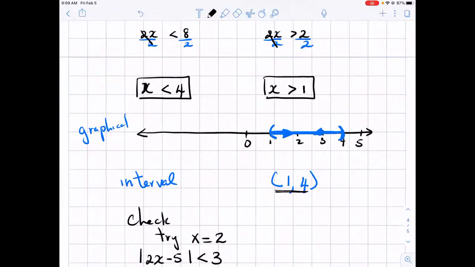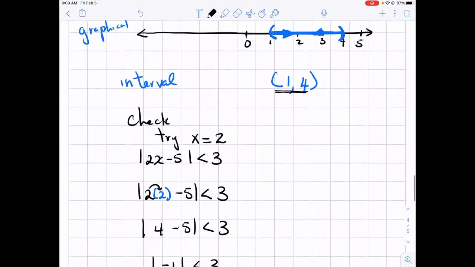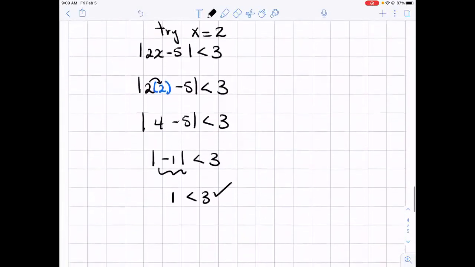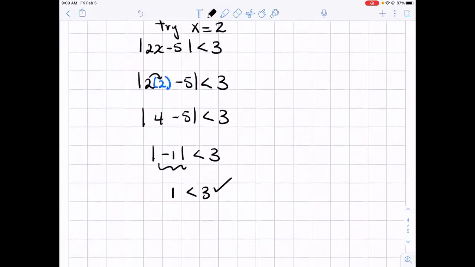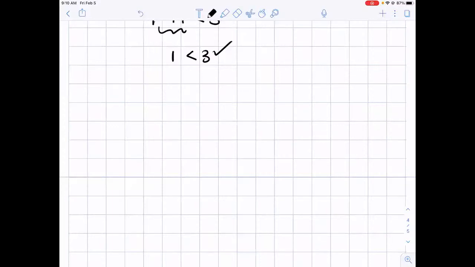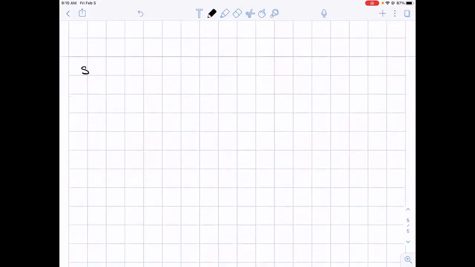So check your intervals to make sure, because as we saw in equations, sometimes these answers do not check out. How about we have another example? Solve the absolute value of 4t minus 3 is now greater than or equal to 9.